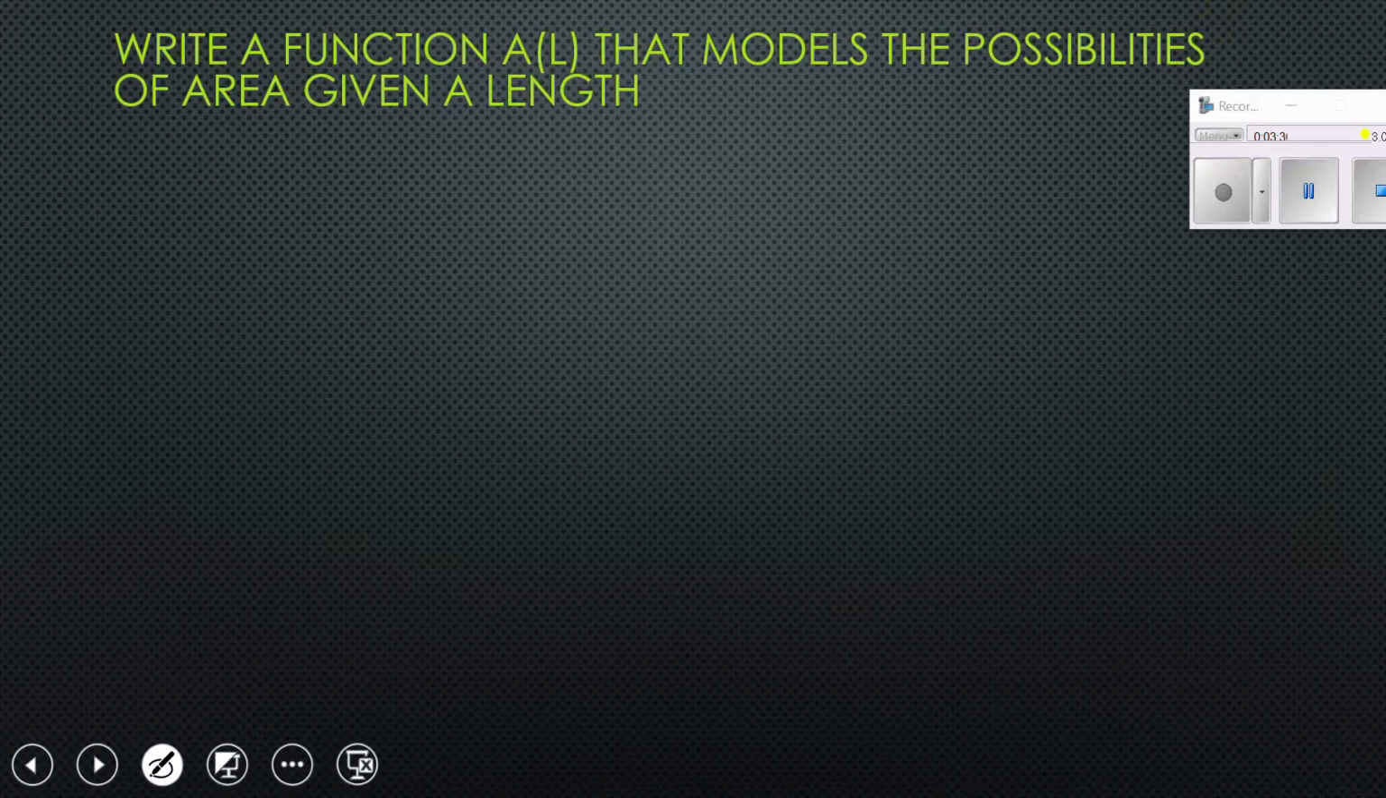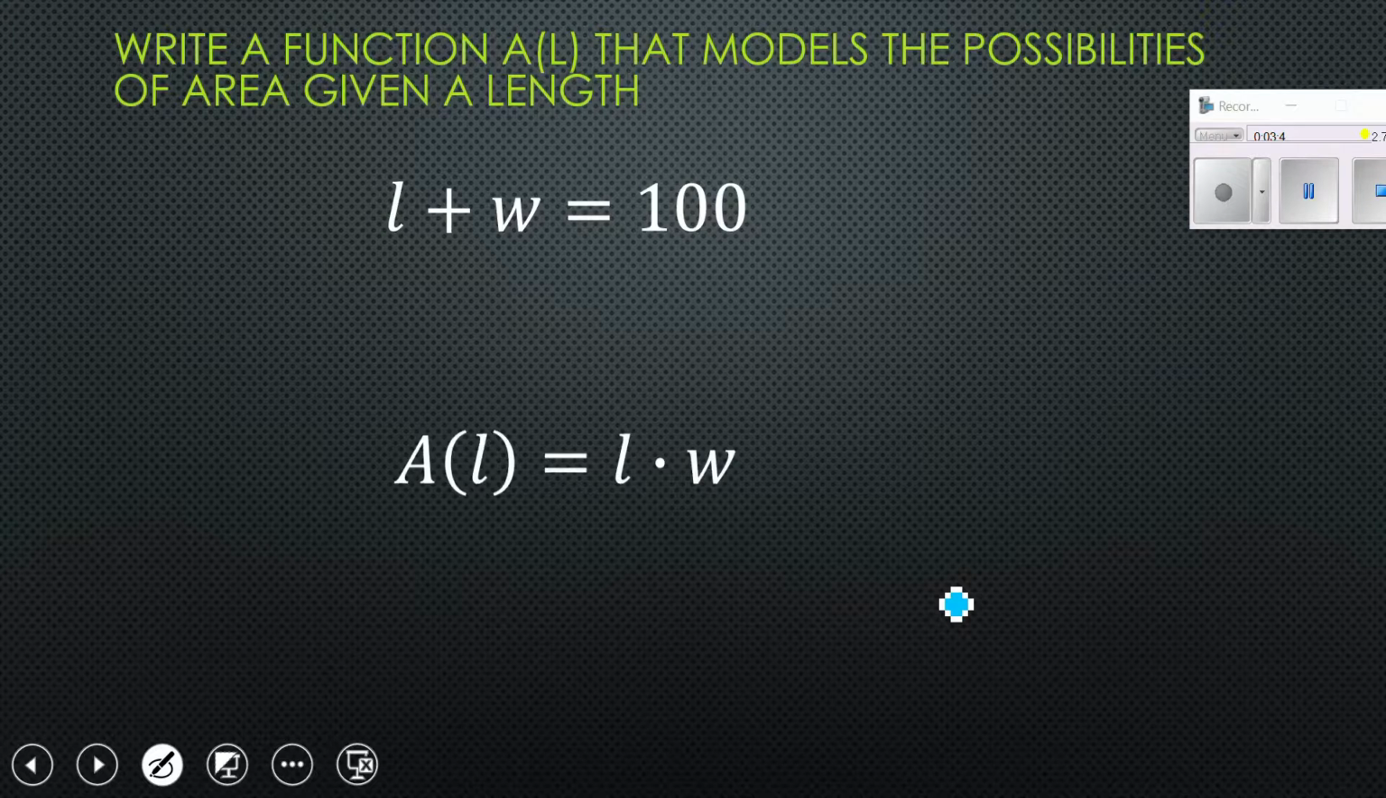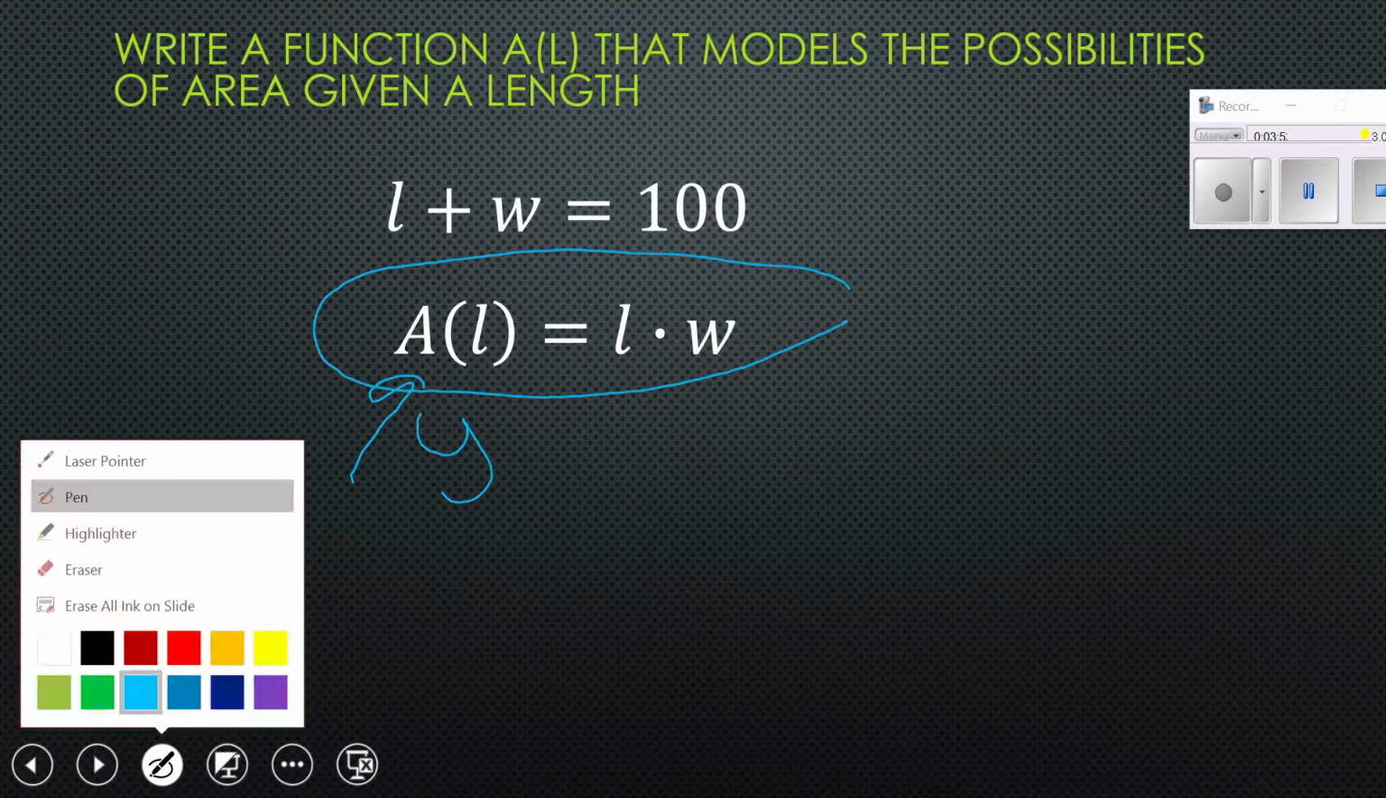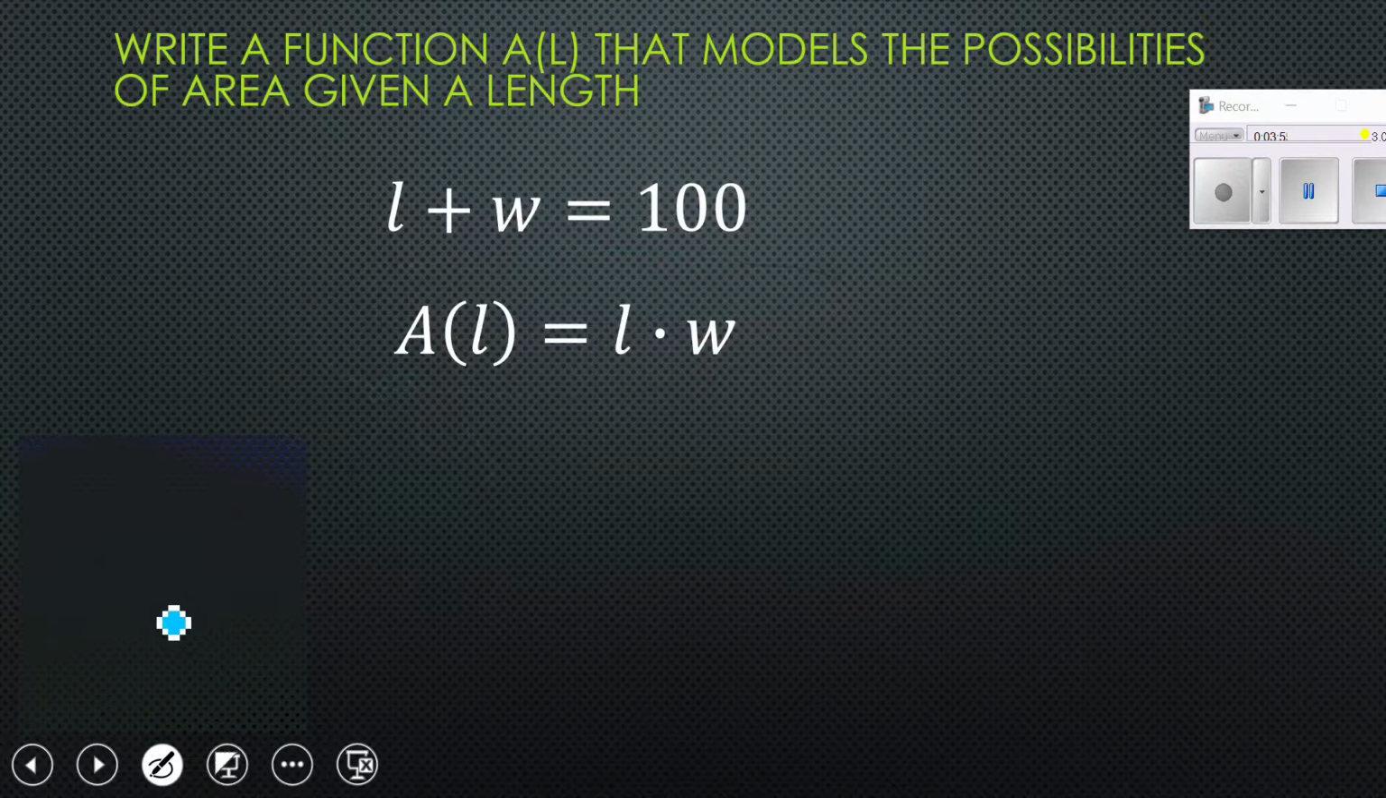Okay, so our next task is write a function A of L that models the possibilities of area given length. Well, the first thing we notice when we think about our A of L, so we use our relationship L plus W equals 100, is that A of L is kind of like a y, so think about A of L as a y. Notice we have 3 variables here. We have y, L, and W. And that's not something that we're going to be able to graph on a piece of paper or on Desmos or on our graphing calculator because it's got 3 variables. So we need to simplify the situation.